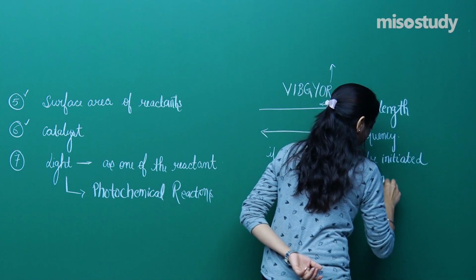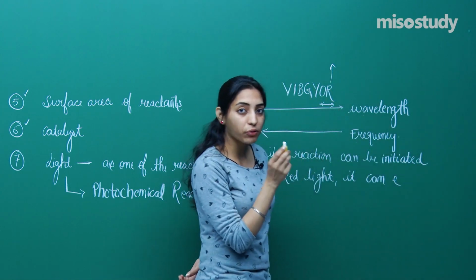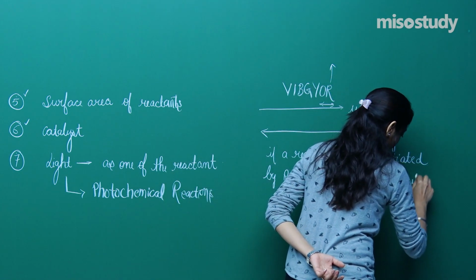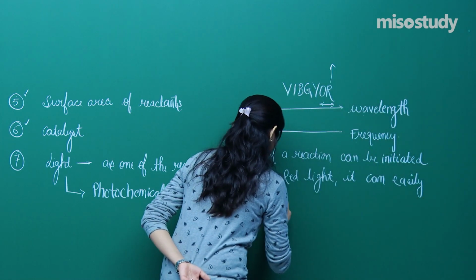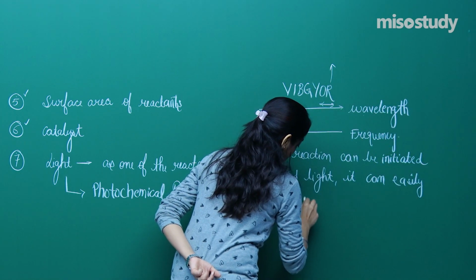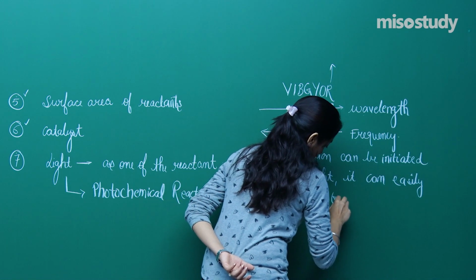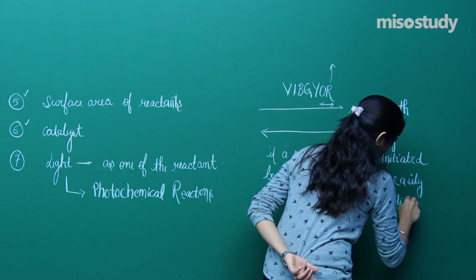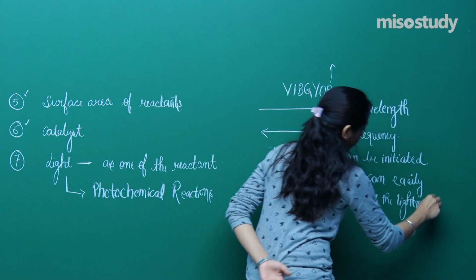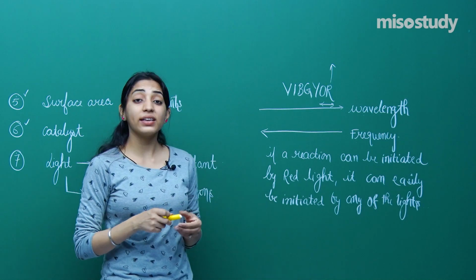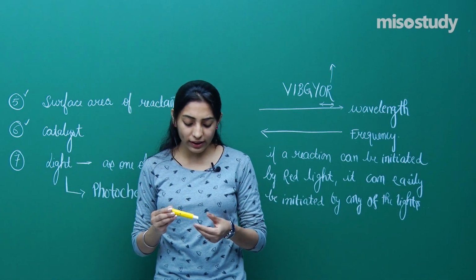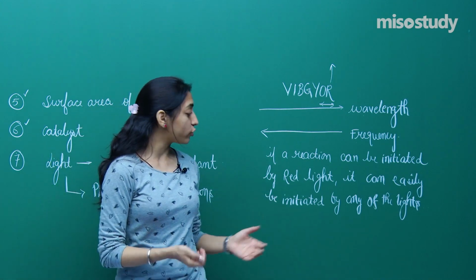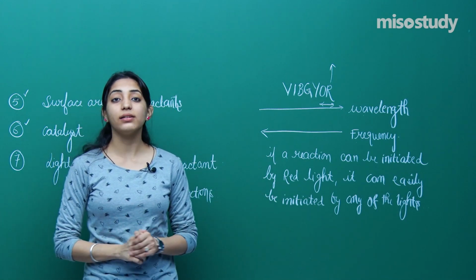it can, okay, I am not speaking, I am trying to take rest in between, so you can just note it down. So this is what I have explained. If there is any particular reaction that can be initiated by red light, then that particular reaction could be initiated by any of the colors of light.